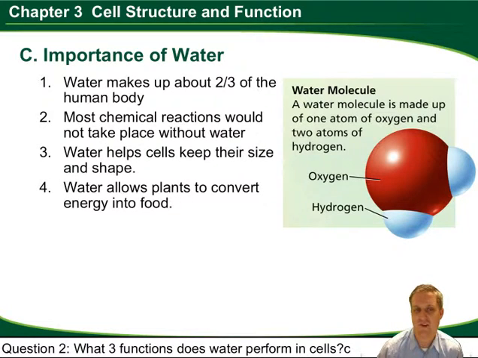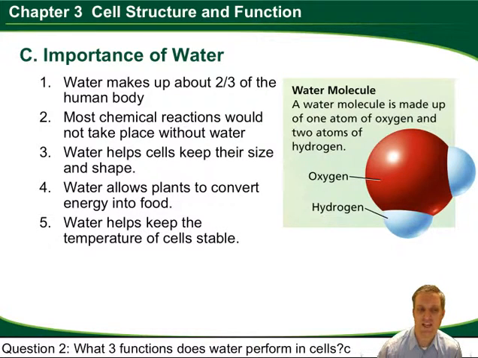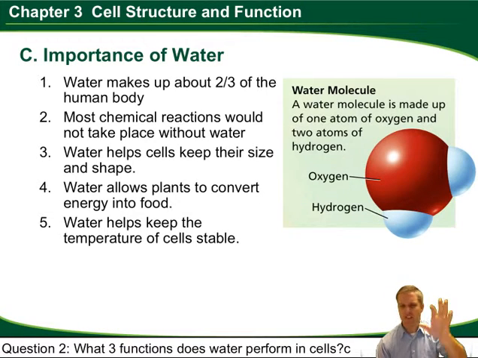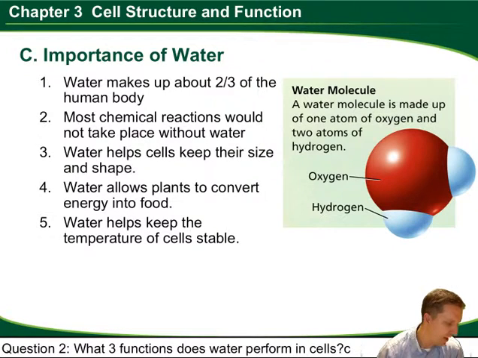4, water allows plants to convert energy into food. This is what we're talking about with photosynthesis. 5, water helps keep the temperature of cells stable. Water actually helps us regulate our temperature. It keeps us pretty neutral. If you have a pool out in the middle of the summer, it may be 100 degrees outside, but the pool won't get to 100 degrees. Just as in the winter, it may be 30 degrees outside, but the pool is not going to get down to 30 degrees. It helps in regulating and keeping temperature more stable. So those are the 5 important ways that water is helpful for us.